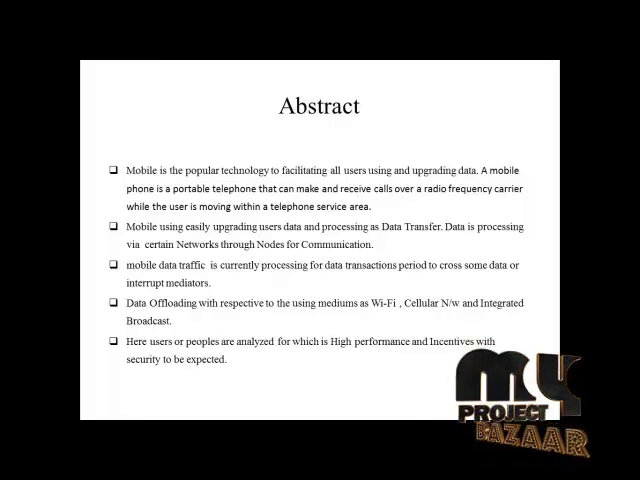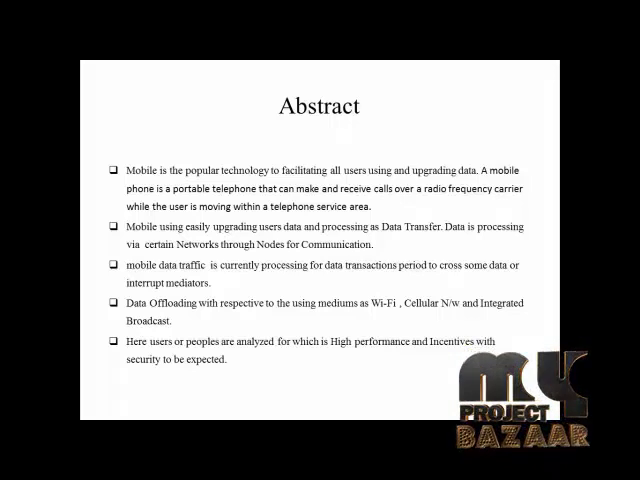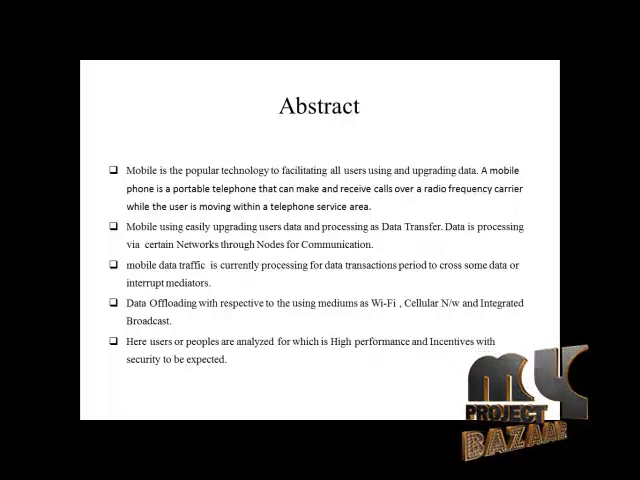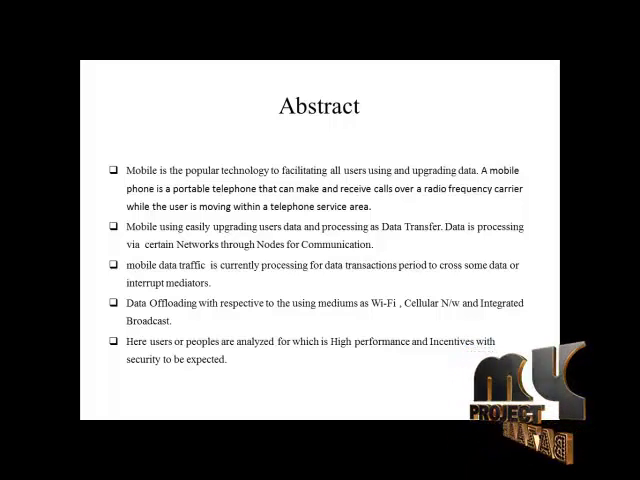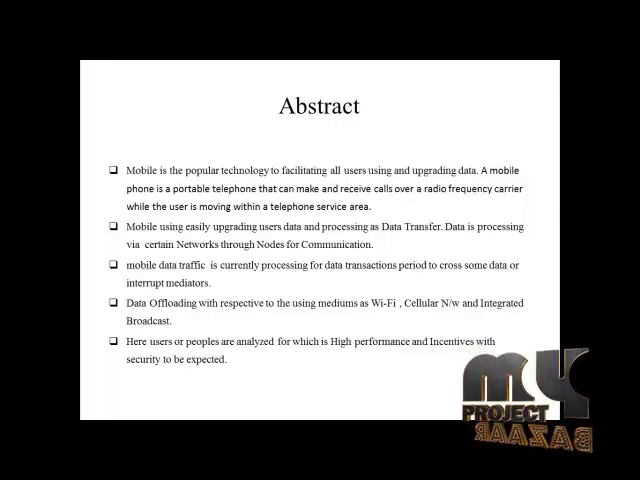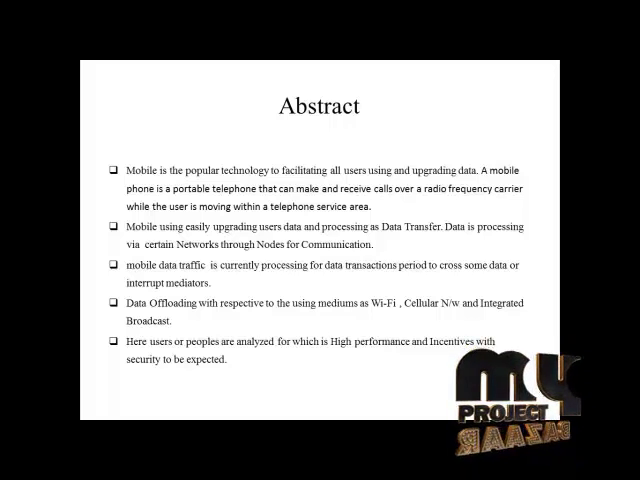So here the data is processed via certain networks through nodes for communications. The mobile data traffic is currently being processed for data transactions, passing across some data intermediaries. Data offloading is done using mediums such as Wi-Fi, cellular networks and integrated broadcast networks. Users are analyzed for high performance and incentives, with the security to be expected. These are the components analyzed in this project.